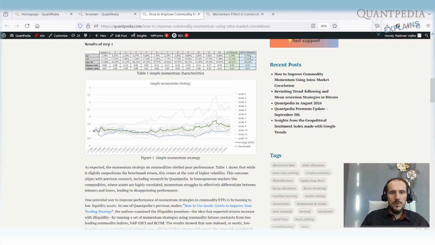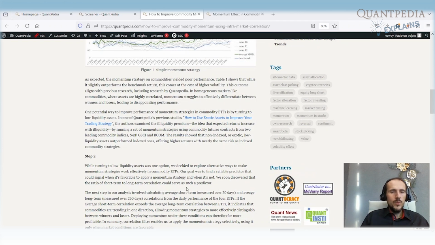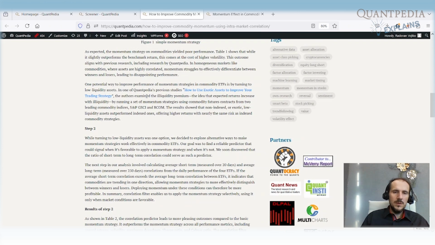So yes, during the COVID crisis to 2022, as I mentioned before, there's a time when the momentum strategy works well. What can we do with that? There is one idea we had in the past. You can use the exotic assets. You can use some low turnover or low liquidity assets instead of ETFs, and you can get higher performance.